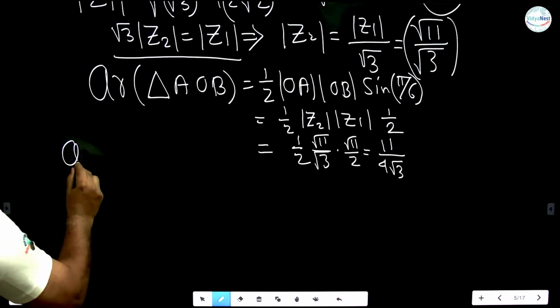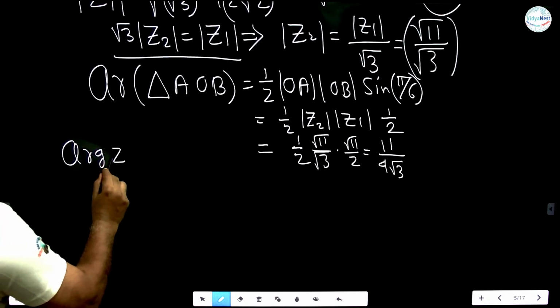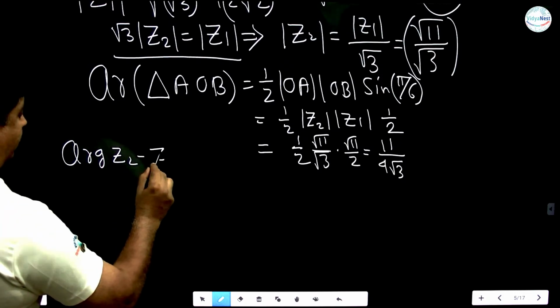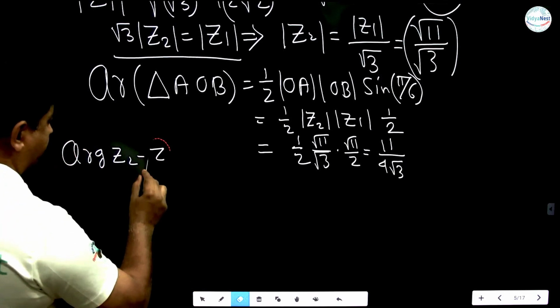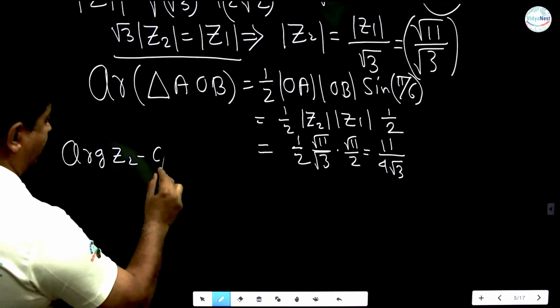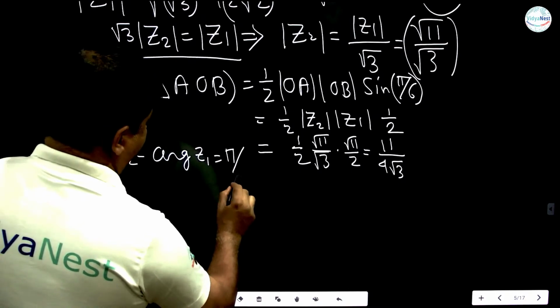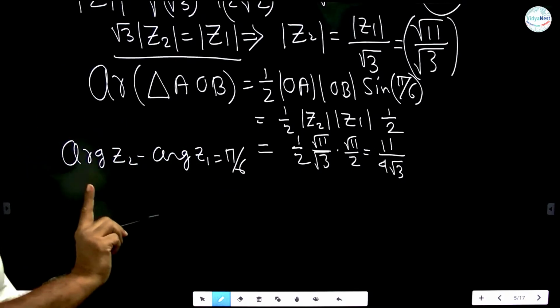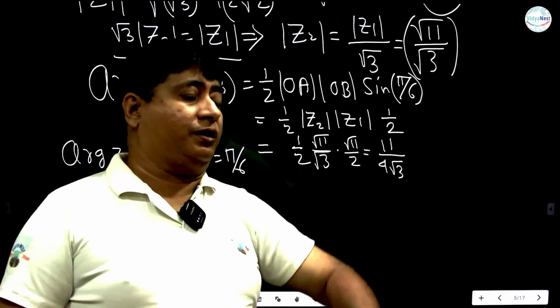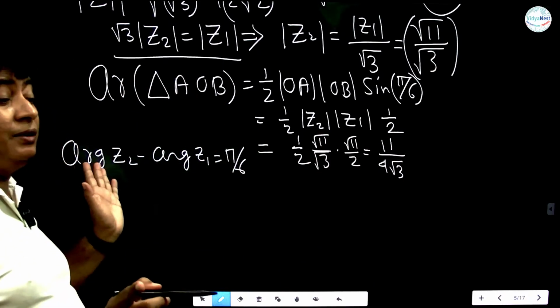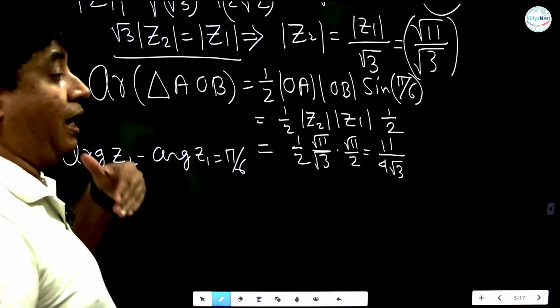Argument of Z2 minus Z, sorry, argument of Z1 is equal to pi/6. Already two sides length we have got. Another side length we will get, and we will see the outcome.